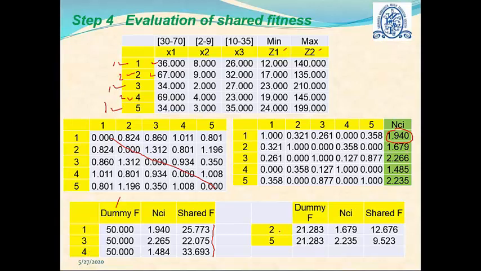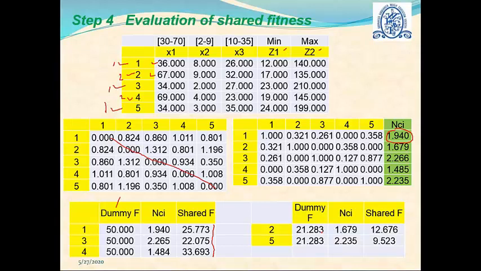Now rank 2 solutions are obviously inferior to the rank 1 solutions, because they get the non-dominated status only in the second sorting. Therefore, to find the dummy fitness value, we subtract a small number from the minimum shared fitness value of the rank 1 solutions. Here it is 20.07, and we subtract some small number from this arbitrarily, and we get the dummy fitness value for the rank 2 solutions.